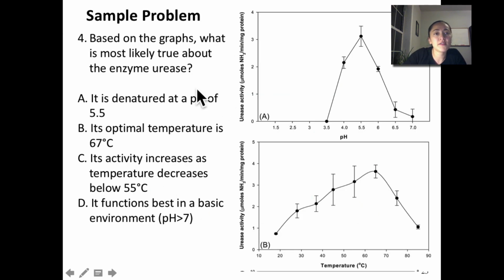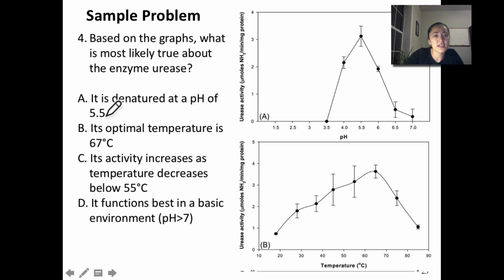So here we have a practice exam question, and this is a more difficult question, so if you can answer a question like this, then you should feel pretty good. It says, based on the graphs, what is most likely true about the enzyme urease? This graph is showing the effect of pH on urease activity. This graph is showing the effect of temperature on urease activity. Let's look at each one of these answers.